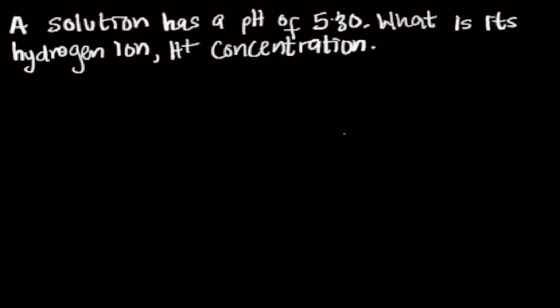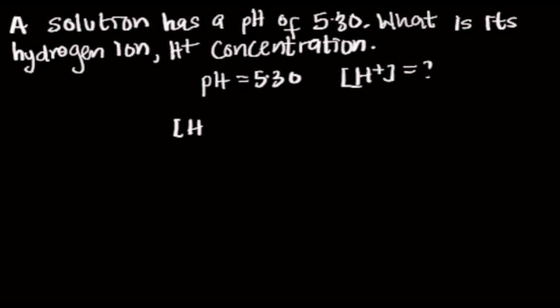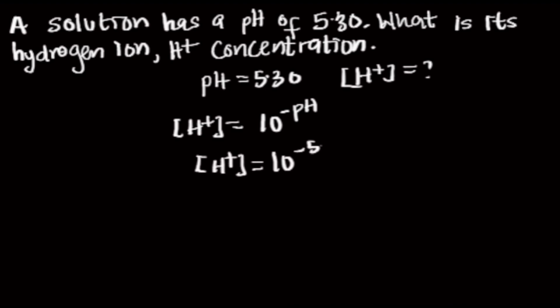The question here says a solution has a pH of 5.0. The pH we are given here is actually 5.30. Then what is its hydrogen ion concentration? So we are asked to calculate for what? Hydrogen ion concentration. So from here we can simply say concentration of hydrogen ion is going to be equal to 10 raised to the power minus pH, right? If you recall the formula, concentration of hydrogen ion equals 10 raised to the power minus 5.30.